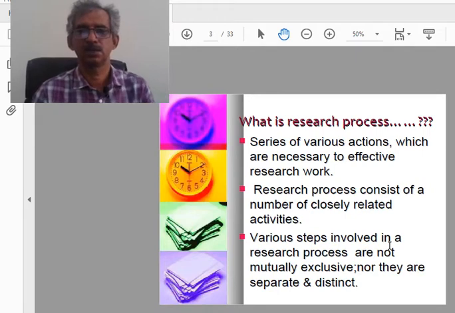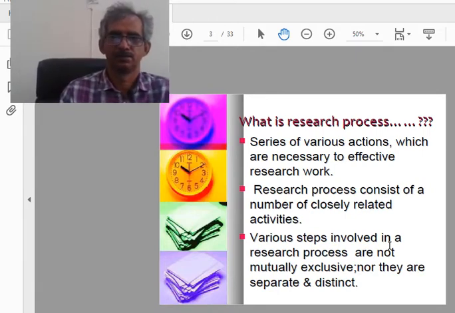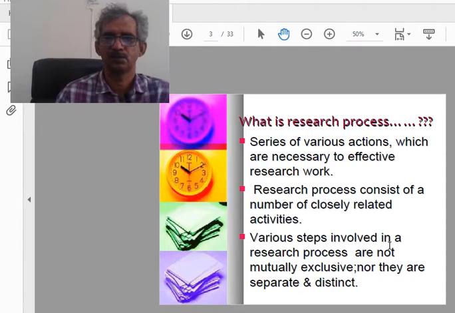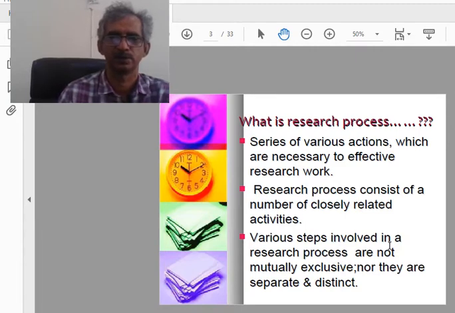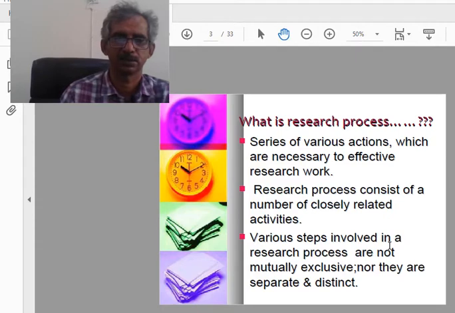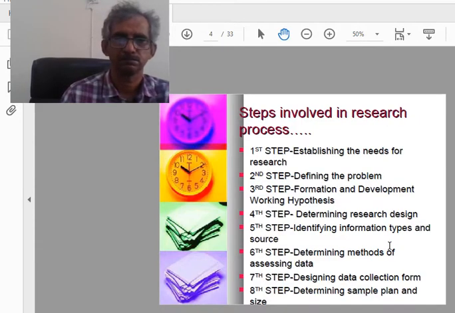So what is the research process? The research process is a series of various actions which are necessary for effective research work. These are very important to complete your research work effectively. The research process consists of a number of closely related activities. The various steps involved in a research process are not mutually exclusive, nor are they separate and distinct. These are the steps of the research process.